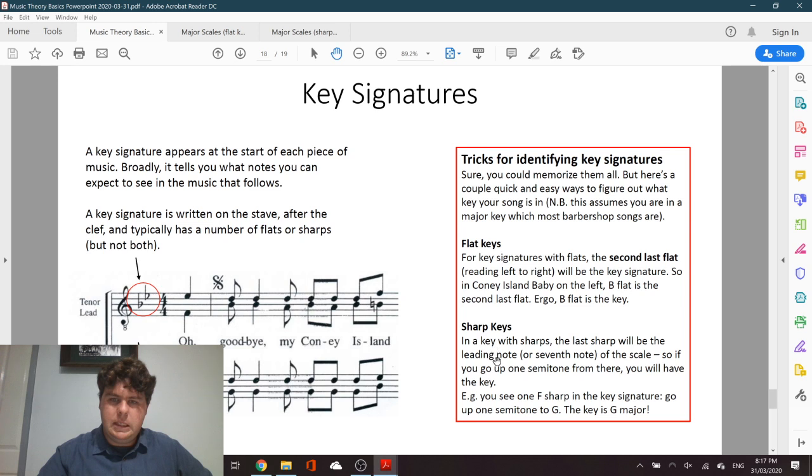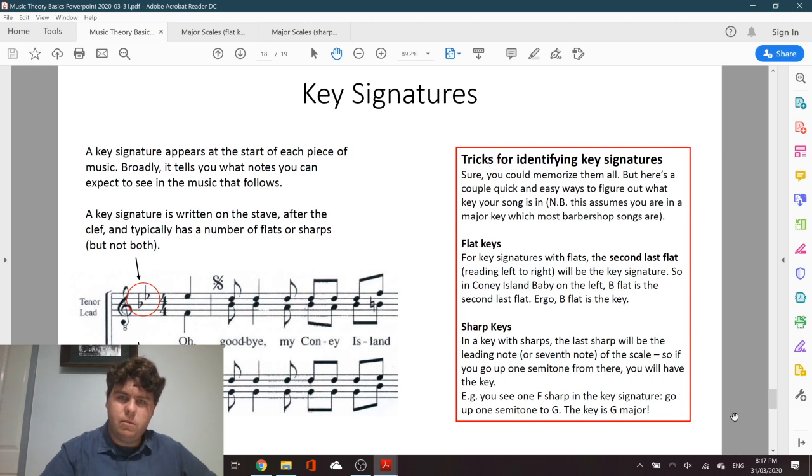Sharp keys. So in a key with sharps, the last sharp will be the leading note, or the 7th note of the scale. Or if you know your solfa, that would be T, the 7th note. So if you go up one semitone from there, you will have the key. For example, if you see one F sharp in the key signature, go up one semitone to G. The key is G major.